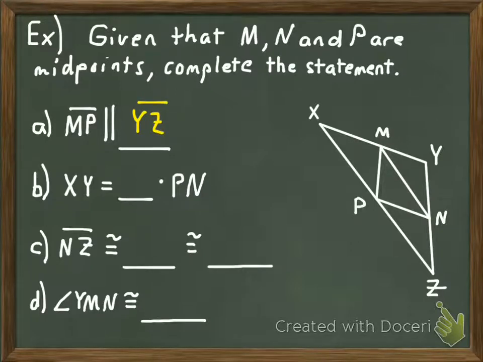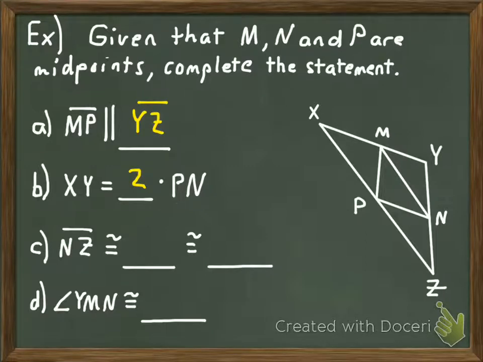Okay, now it's been a while since we've really used this notation right here, but remember when you see 2 points written without any segment or line symbol above them, that's referring to the distance between those 2 points. So this statement in part B was asking you to relate the distance from X to Y to the distance from P to N. Now XY is one of the sides of the triangle. PN is the mid-segment of the triangle that's parallel to that side. And so that means that PN has to be half the length of XY. Or if we're looking at it from the other perspective, that means that XY is twice the length of PN.